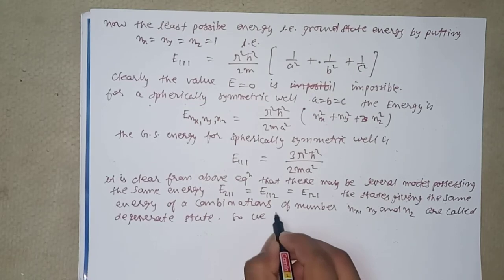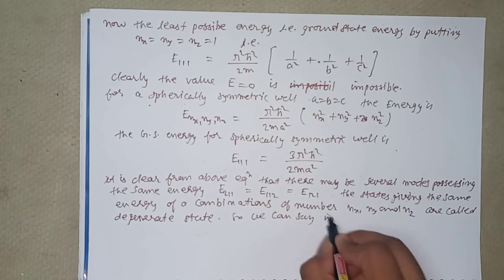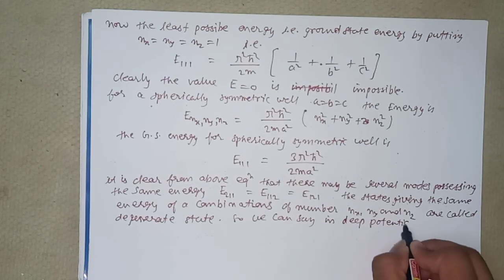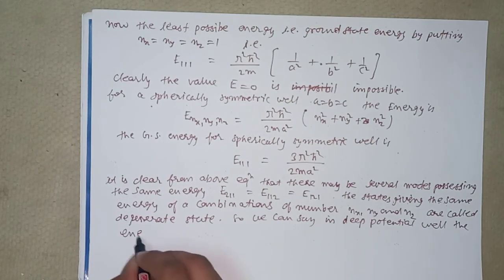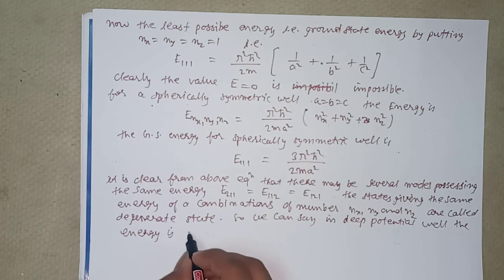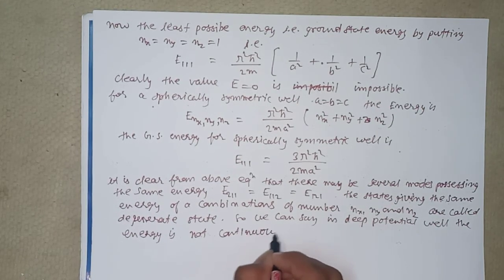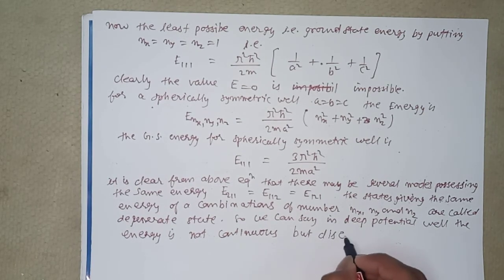So we can say that in a deep potential well the energy is not continuous but discrete.